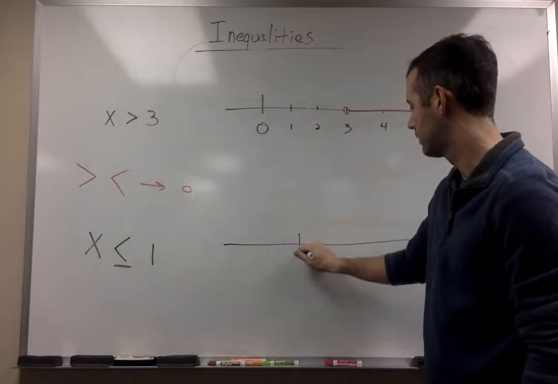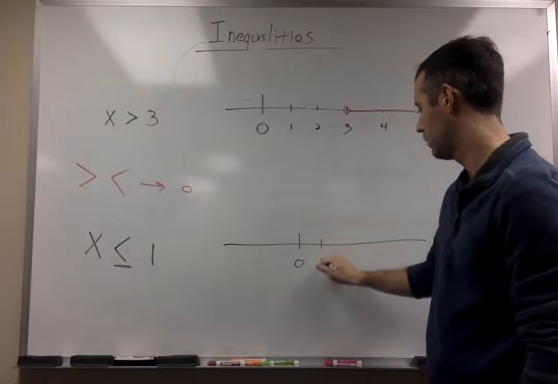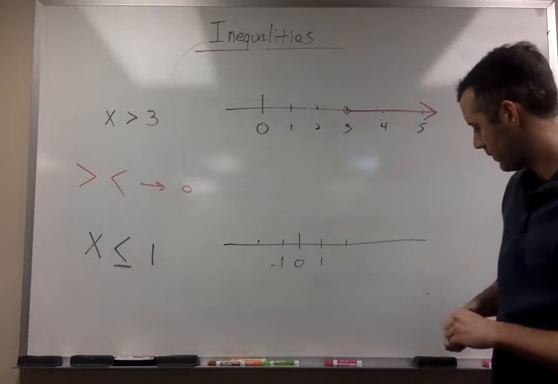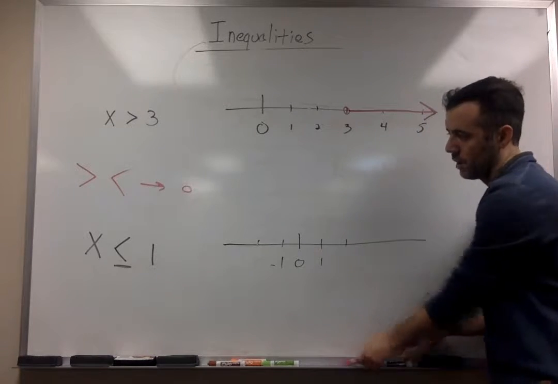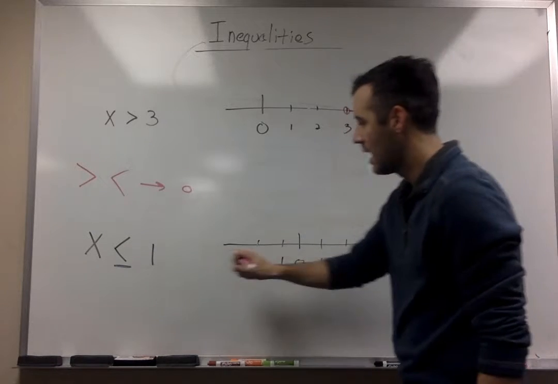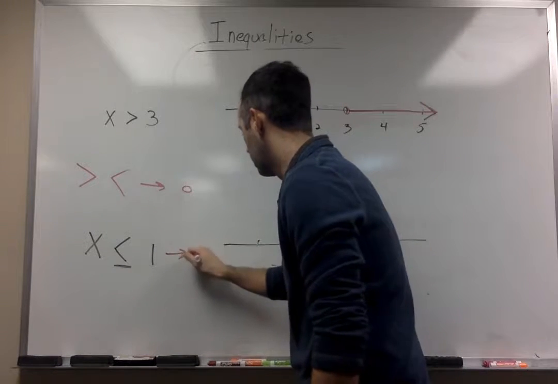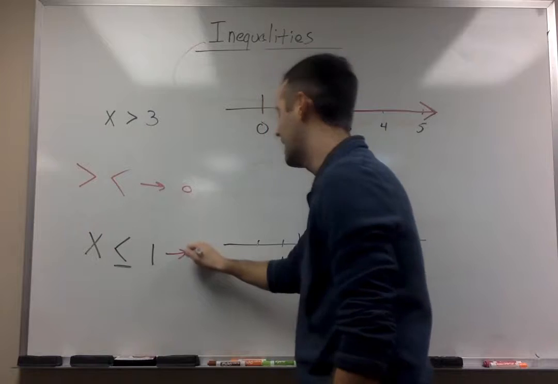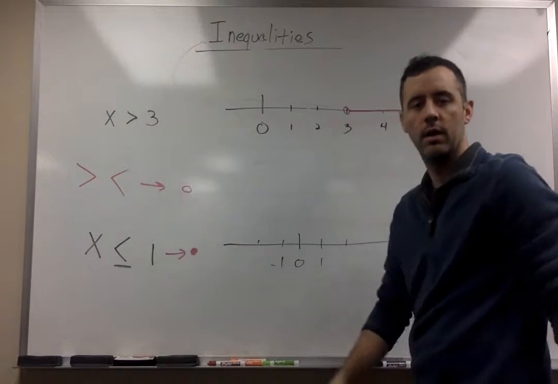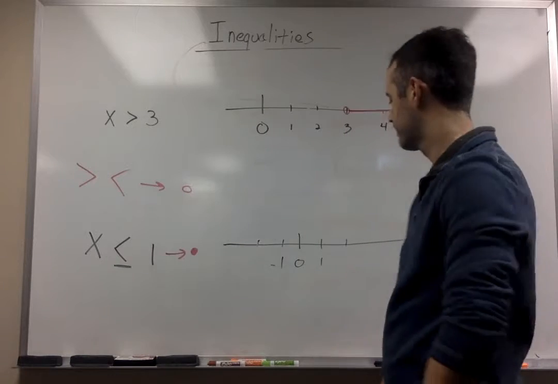Here is 0 and 1. We'll call this negative 1, okay? So how do I graph this one? Well, when I graph something that's less than or equal to, I have to use a closed dot, like that. That specifies that it can also be equal to the number in our inequality, okay?